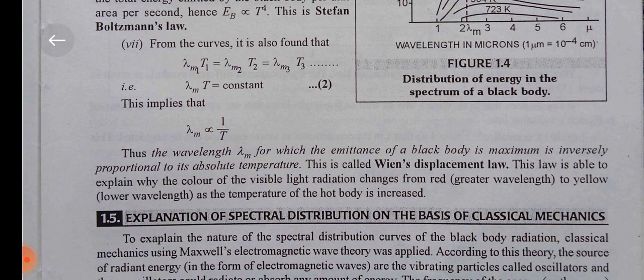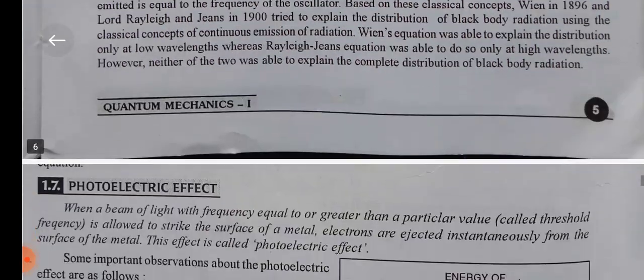Thus, the wavelength lambda m for which the emittance of a black body is maximum is inversely proportional to its absolute temperature. This is called Wien displacement law. This law is applicable to explain why the color of visible light radiation changes from red to yellow as the temperature of a hot body is increased.